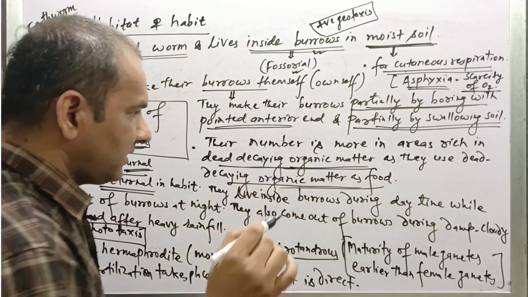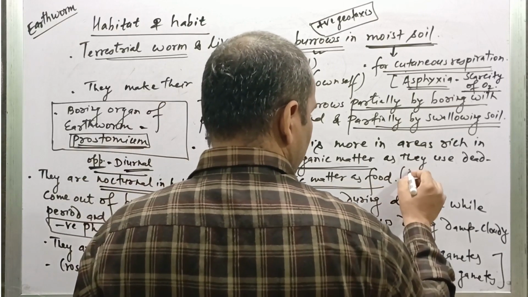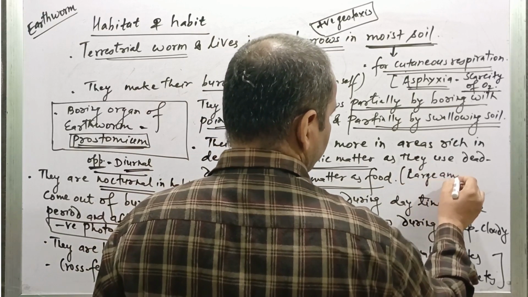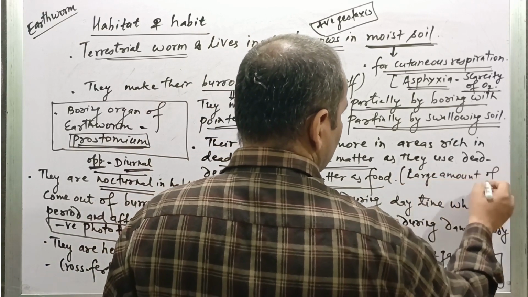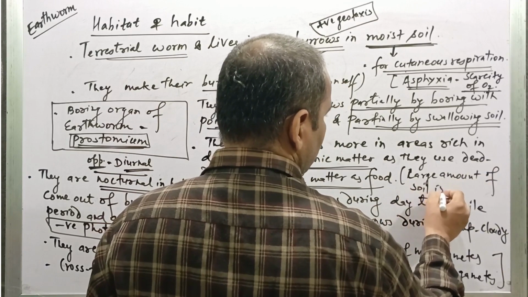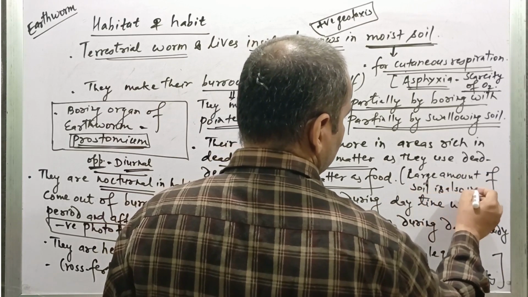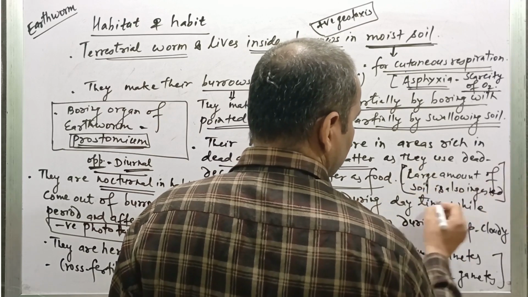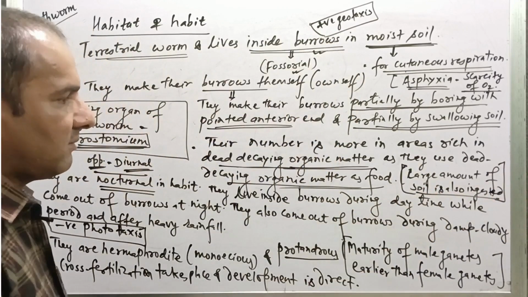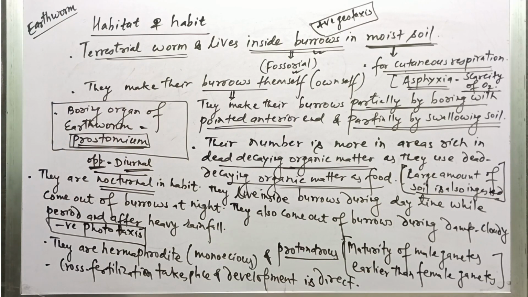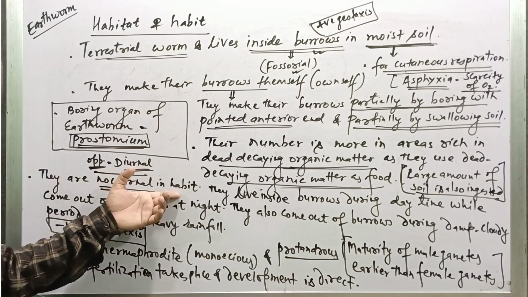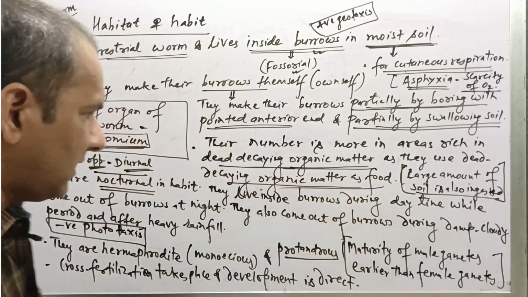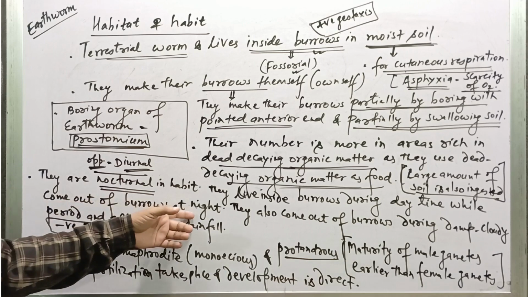And remember one point here, along with these, large amount of soil is also ingested along with the food. Now they are nocturnal in habit. Nocturnal in habit means they live inside burrows during the daytime and they come out of burrows at night.